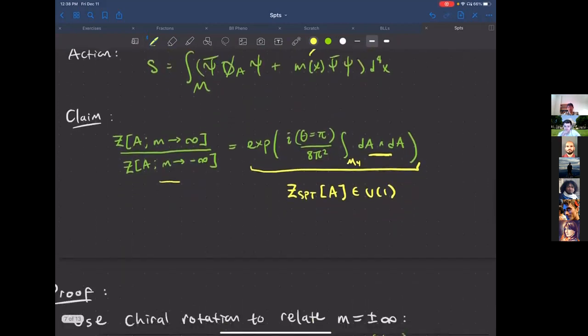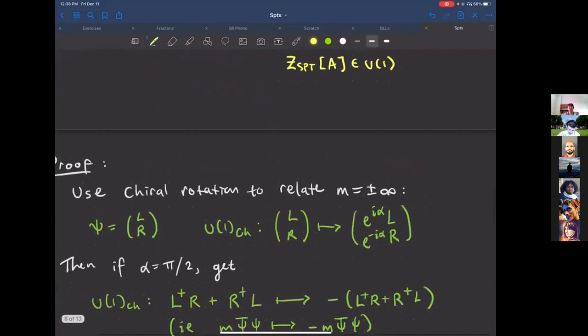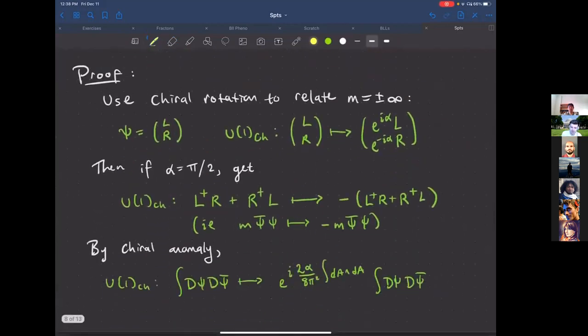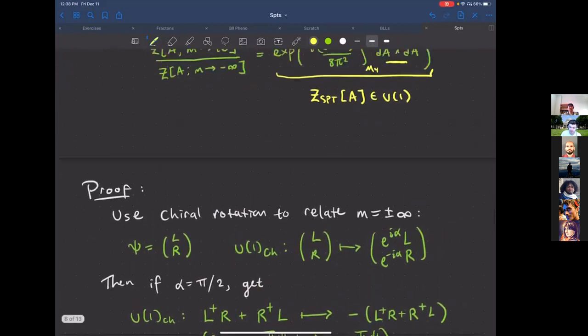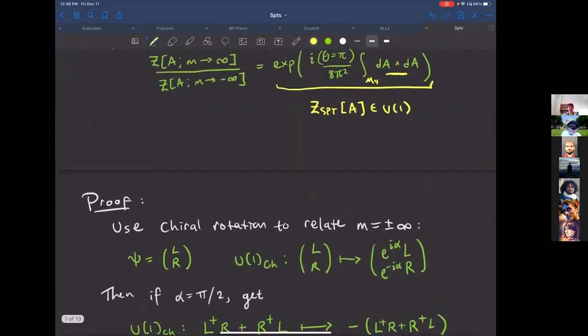So, okay, if the fermions are infinitely massive, both in the numerator and in the denominator, then how can we possibly get anything interesting out? And so the reason why this works is the following. I'm going to assume that people have learned about the chiral anomaly.